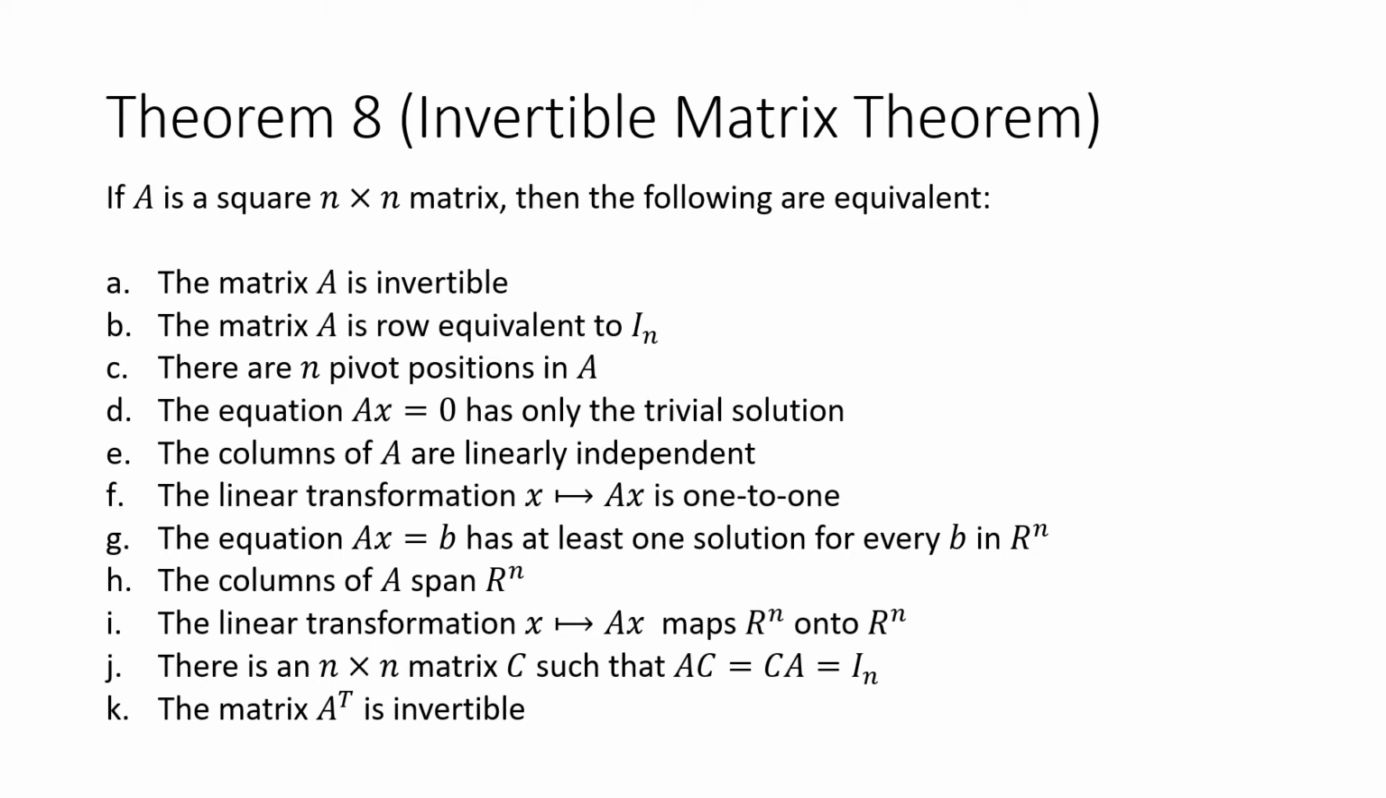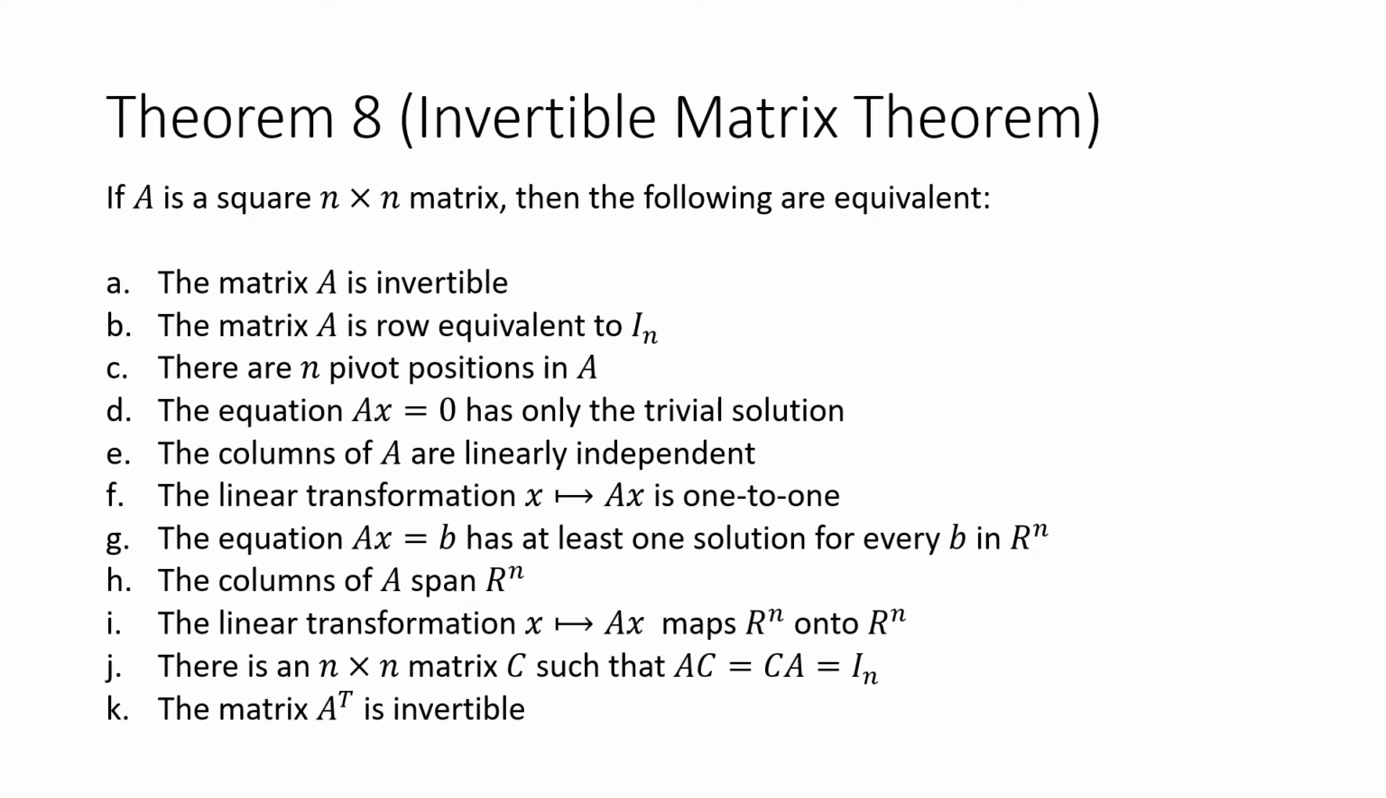Next one, there are n pivot positions in A. Remember, A is an n by n matrix, so it means that there's a pivot position in every row and every column. That's the same as it being invertible, same as saying that you can row reduce it to I_n. Next one, the equation Ax equals 0 has only the trivial solution. And remember, the trivial solution means that all of the variables are equal to 0, and that is the only solution. So that's the same thing as being invertible. These are all the same ideas.